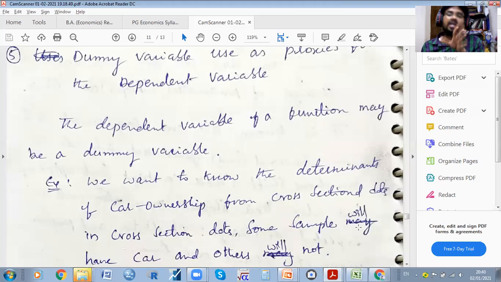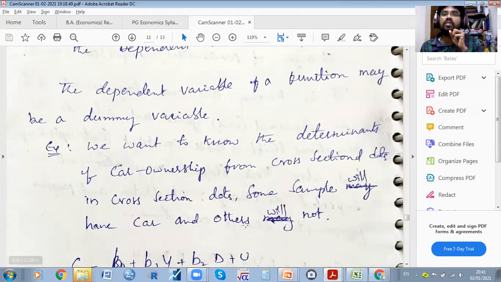For example, if you have a car, I can assume that and ask some questions related to car ownership, for example, how much income you are getting, and what characteristics you have. If you don't have a car also, I can ask questions, because why did you not purchase a car? For example, what factors are affecting the ownership of the car? So we can take some data from a sample.